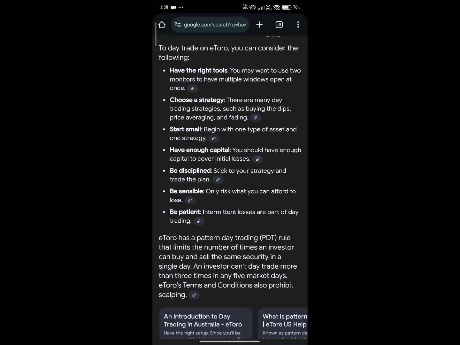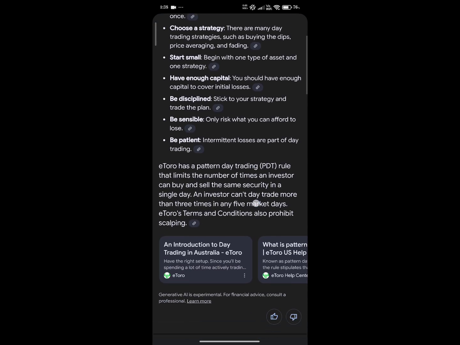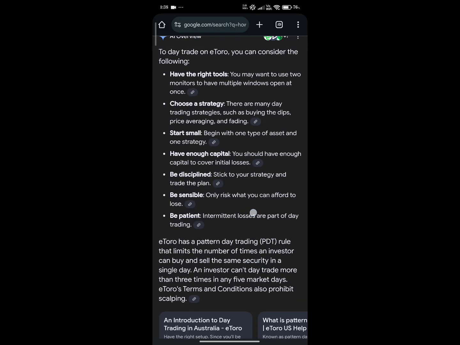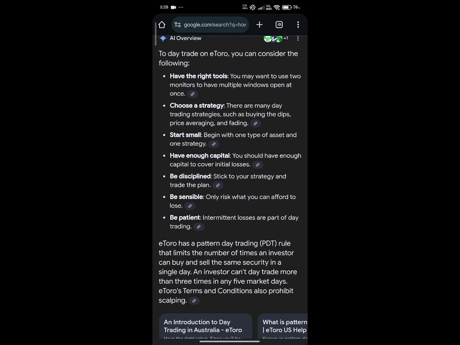eToro terms and conditions also prohibit scalping. Now, from this step by step on how to day trade, all you need to do is to have these 6 or 7 strategies enabled for you to day trade on eToro. But always remember that an investor can day trade no more than 3 times. So I suggest don't be an investor. And that's how to day trade on eToro.